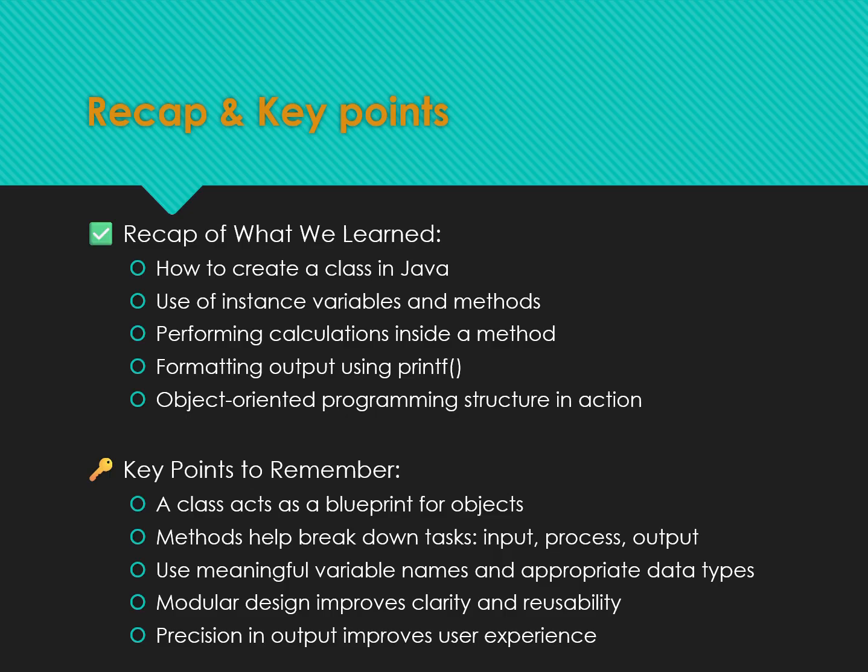Now, here are the key points to take away. Always define a class for real-world objects you are modeling. Split your logic into clear methods, such as input, process, and output. Use appropriate data types, for example, double for values that require decimals. Keep variable names descriptive and meaningful. And lastly, focus on formatting your output for clarity, a small touch that makes a big difference in user experience. This structured and clean approach not only helps in scoring better in exams but also builds a strong foundation for professional coding in the future.